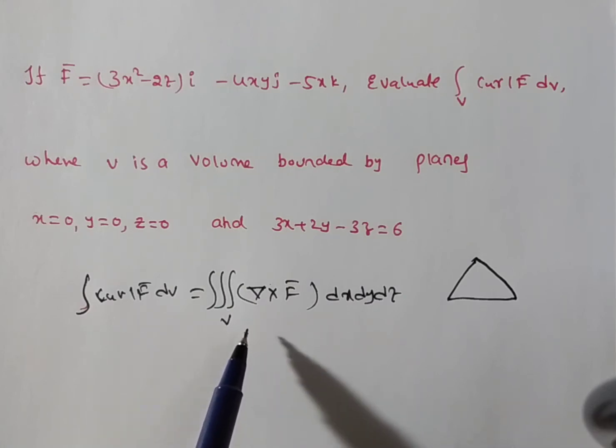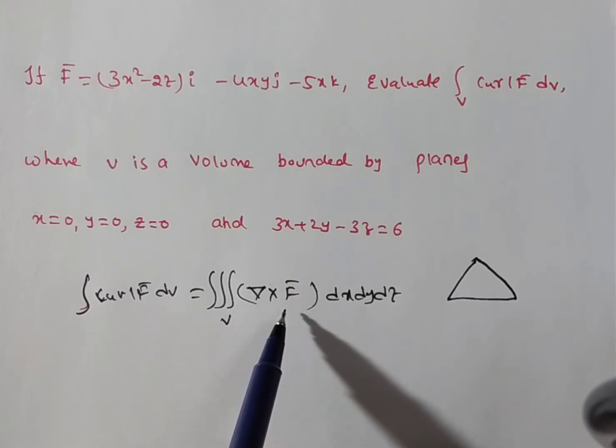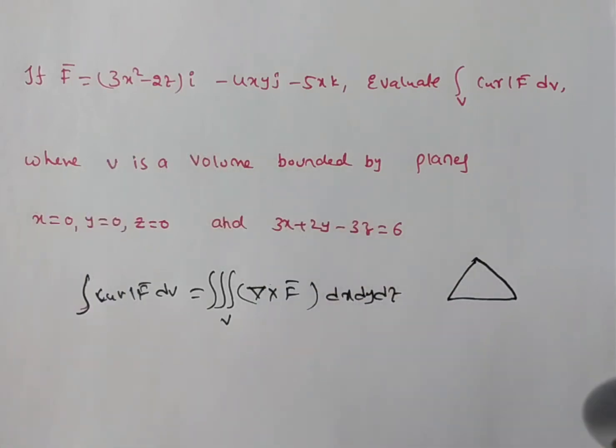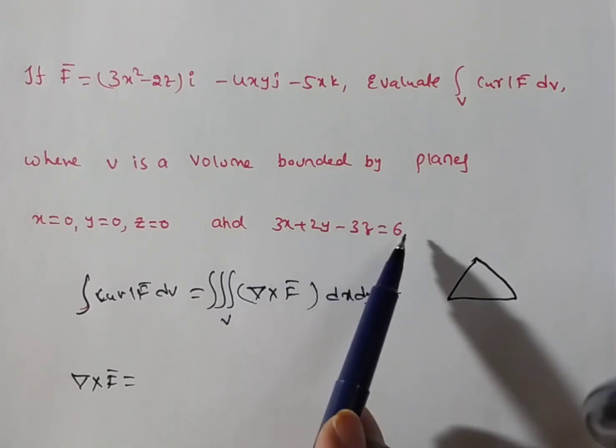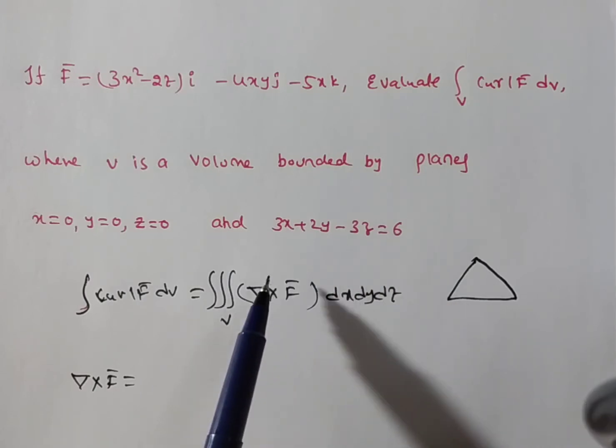Now in this case, we need to find the x limits, y limits and z limits. Later on we have to find del cross f bar. Is f bar given or not? Yes. Now I want curl f bar, which we denote with del cross f bar. From this tetrahedron, from this plane, you can get the x limit, y limit and z limit.